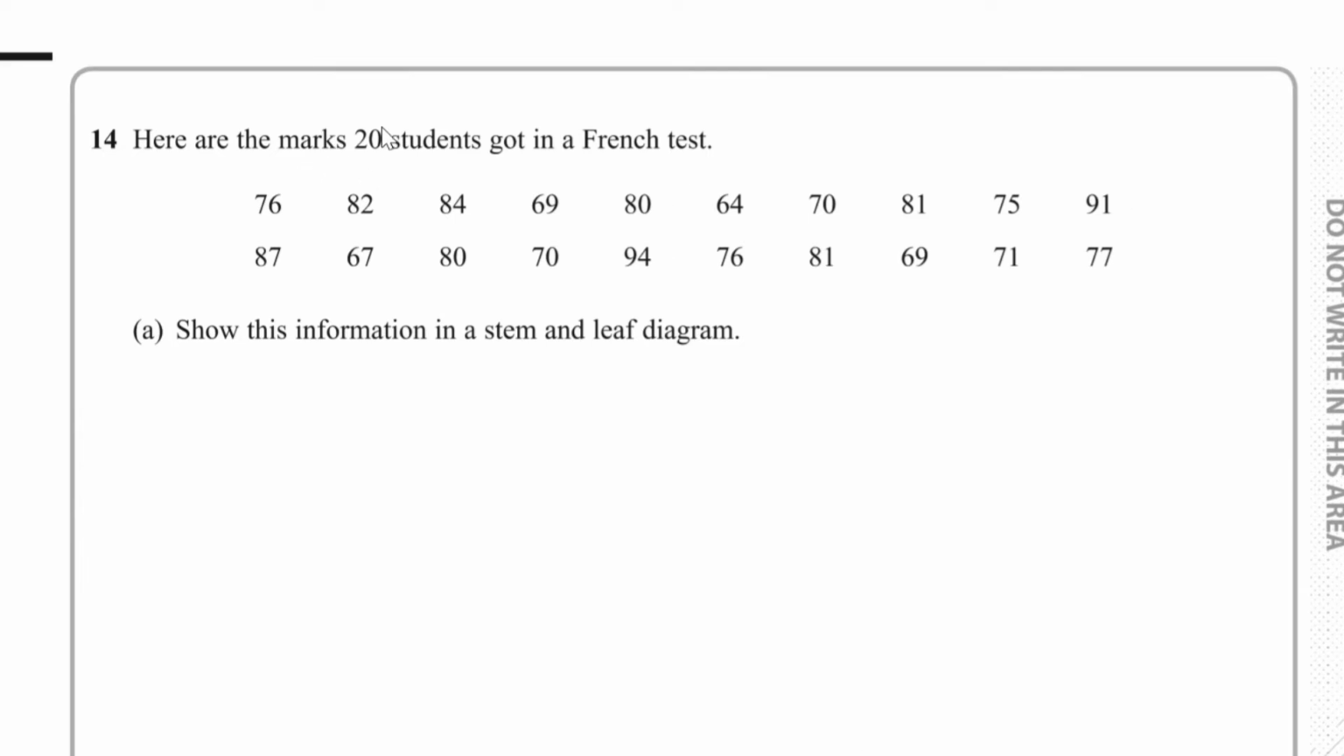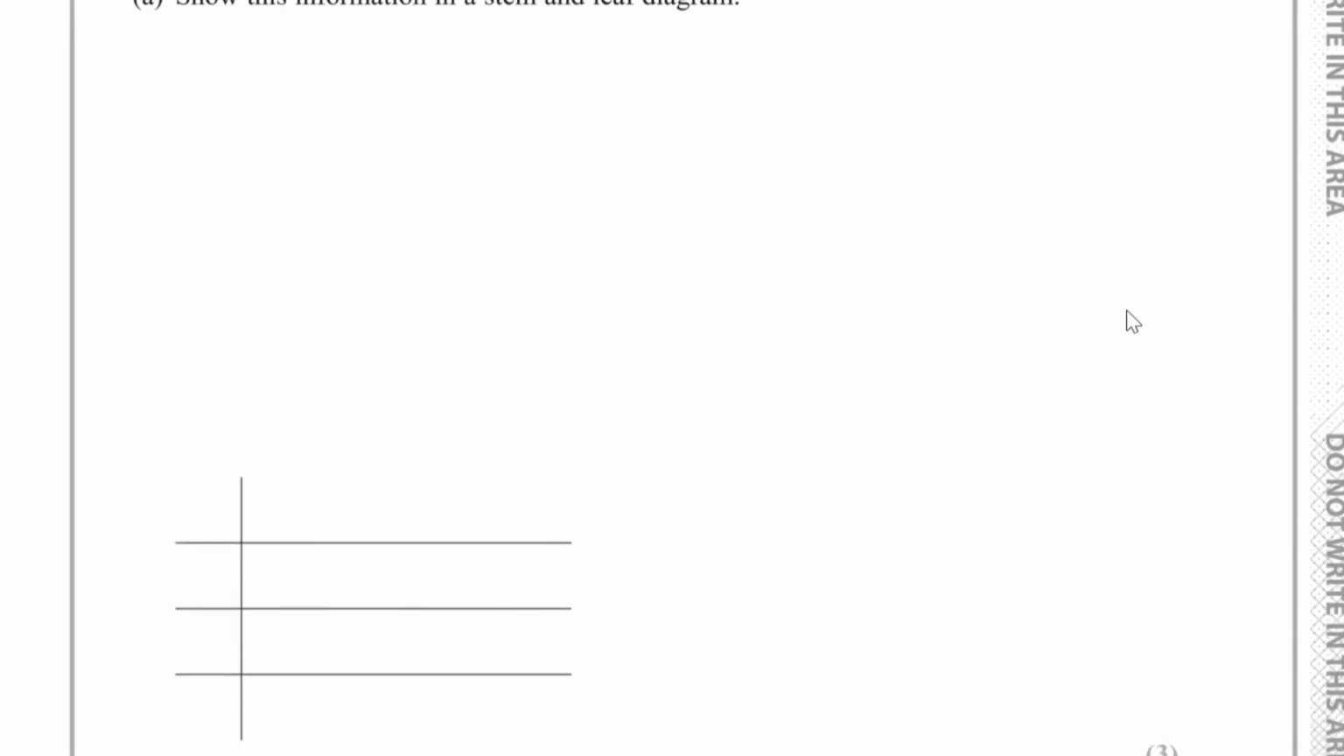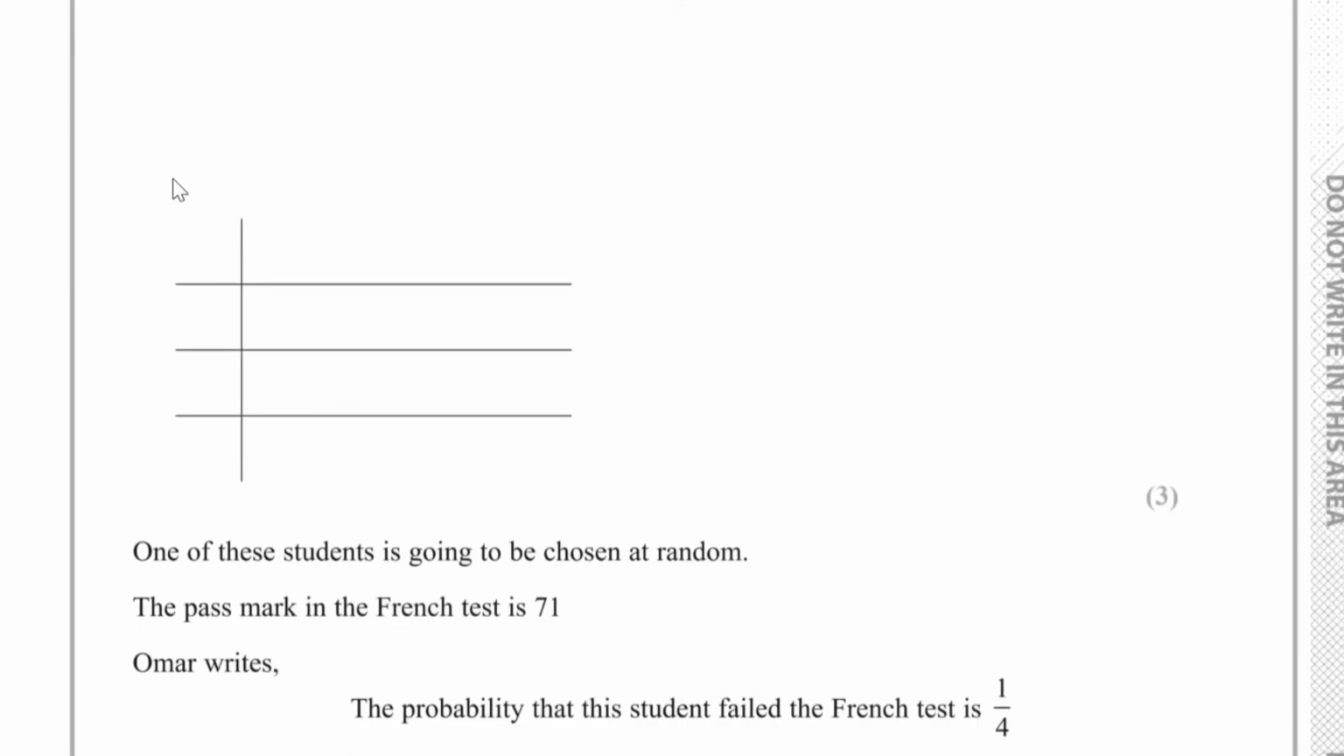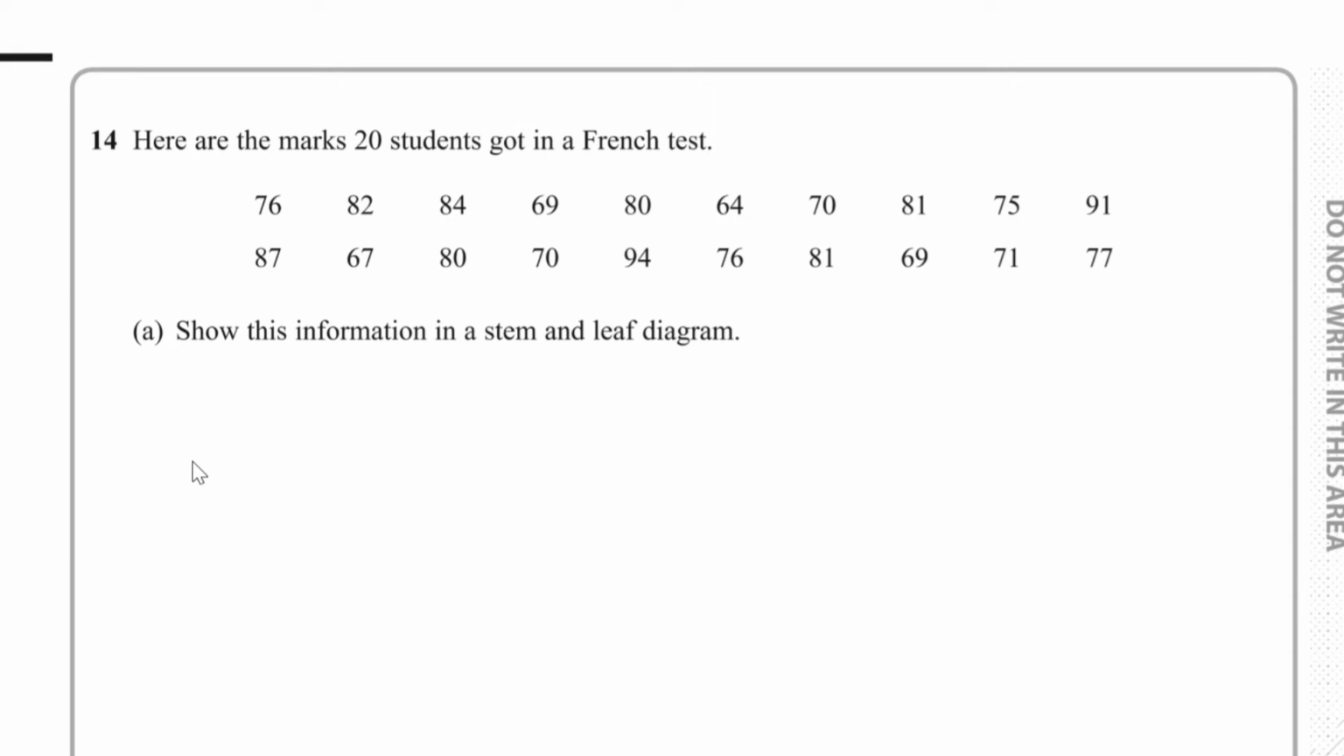Question number 14. Here are the marks 20 students got in a French test. For part A, we have to show this information in a stem and leaf diagram. So we've got numbers in the 60s, 70s, 80s, and 90s. And let's cross these off as we're going along. Now, the smallest one is this 64.